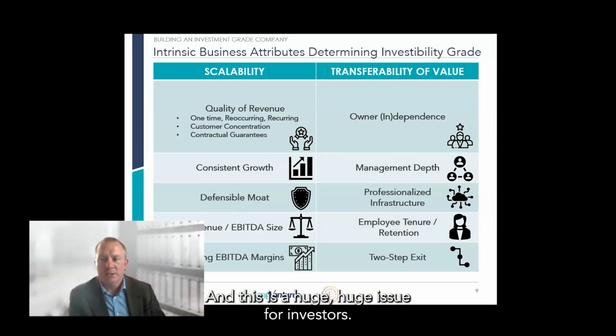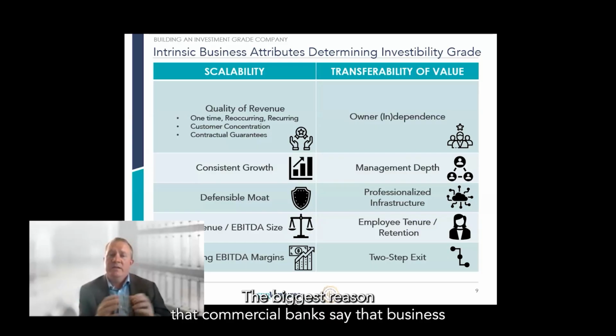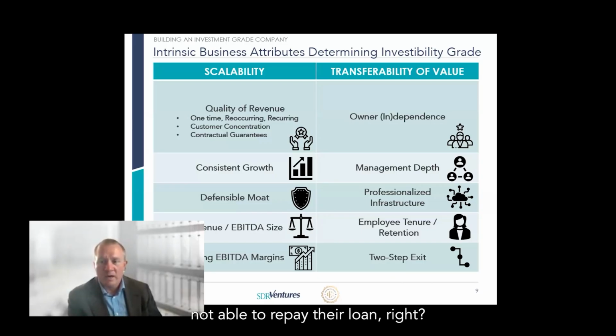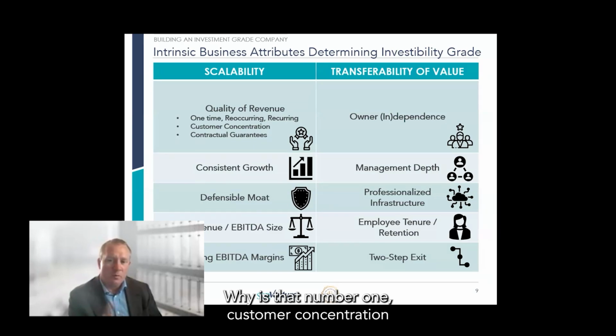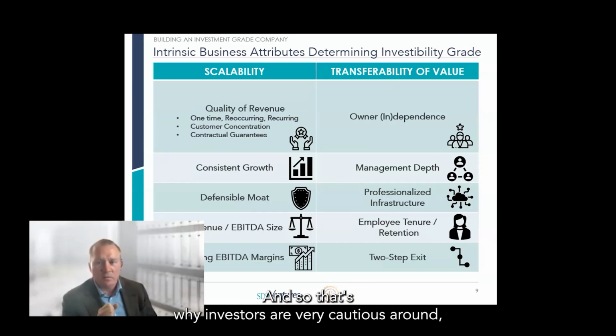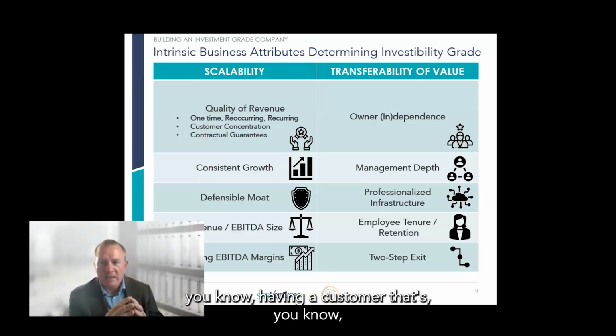The other thing with quality of revenue is concentration. And this is a huge issue for investors. The biggest reason that commercial banks cite that business loans go bad, that someone's not able to repay their loan, right, on their business? Why is that? Number one, customer concentration, okay, is the number one reason that business loans go bad. And so that's why investors are very cautious around having a customer that's a really significant portion of revenue.